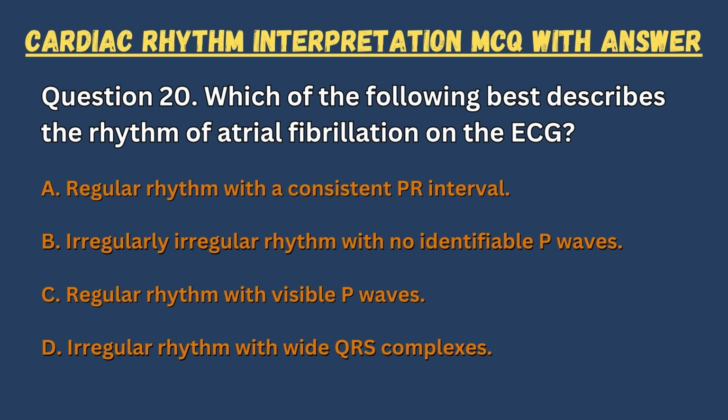Question 20. Which of the following best describes the rhythm of atrial fibrillation on the ECG? A. Regular rhythm with a consistent PR interval. B. Irregular rhythm with no identifiable P waves. C. Regular rhythm with visible P waves. D. Irregular rhythm with wide QRS complexes.